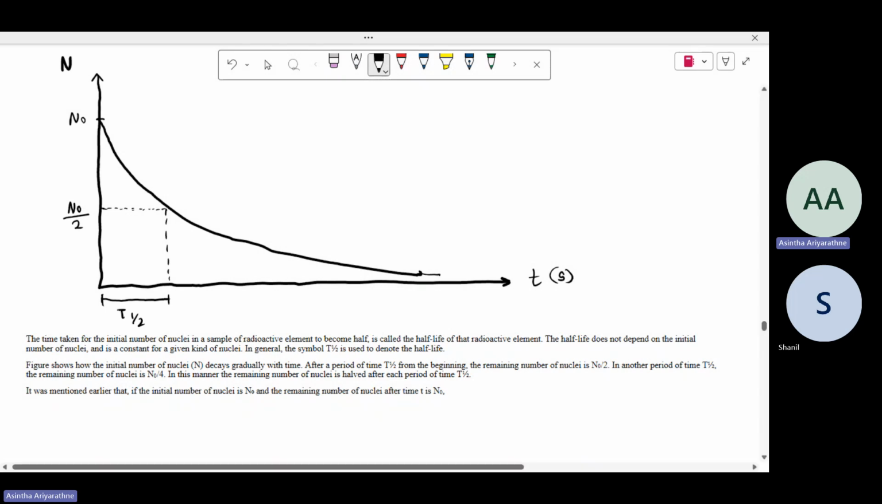So half time is just the time required to decrease the present unstable atoms by half. In order to get from N naught to N naught over 2, that time is called the half time.